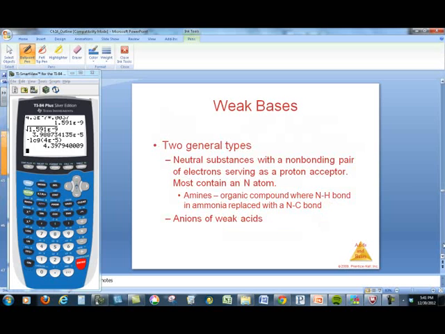Alright, so there are 2 general types of weak bases. One contains a nitrogen with a lone pair of electrons that accepts a proton, or it can be an anion of a weak acid. Okay, so if I have HC2H3O2, it could be the C2H3O2-, right? Alright.